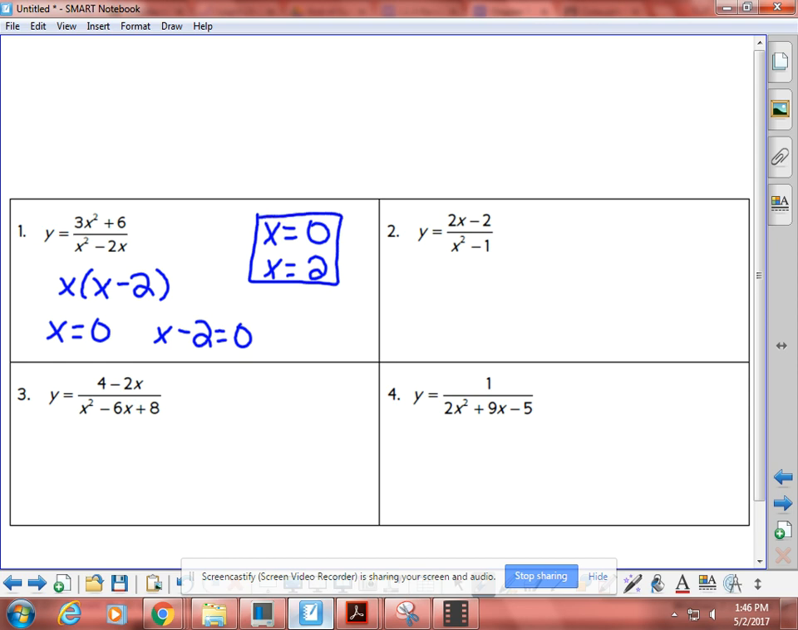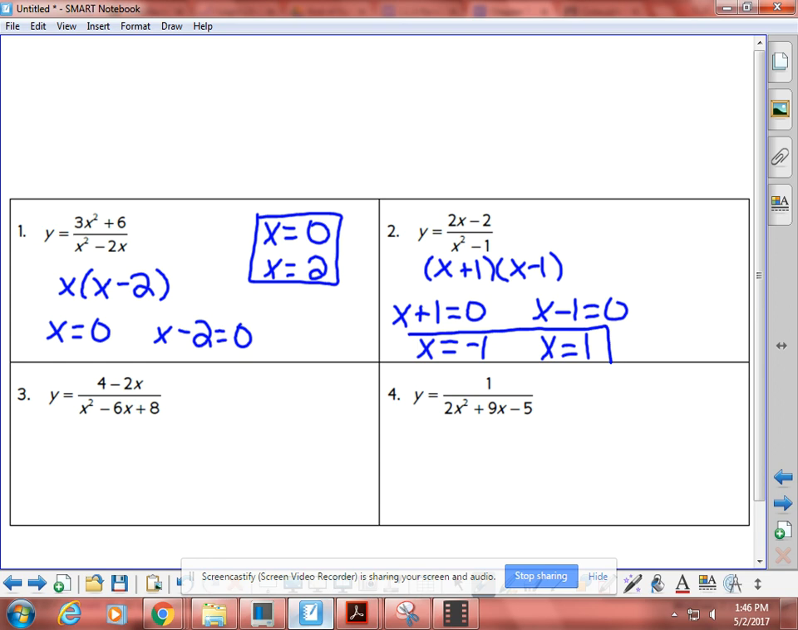Okay, on number 2, the same thing. You can either choose to factor this or you can solve it, whatever you want to do. If you want to factor it, it's going to factor into x plus 1 and x minus 1, and both of those are going to get set equal to 0. Then I'm going to get x equals negative 1 and x equals 1 as my two solutions. You could have set it equal to 0 to begin with and then just taken the square root. That would have been an okay option too.